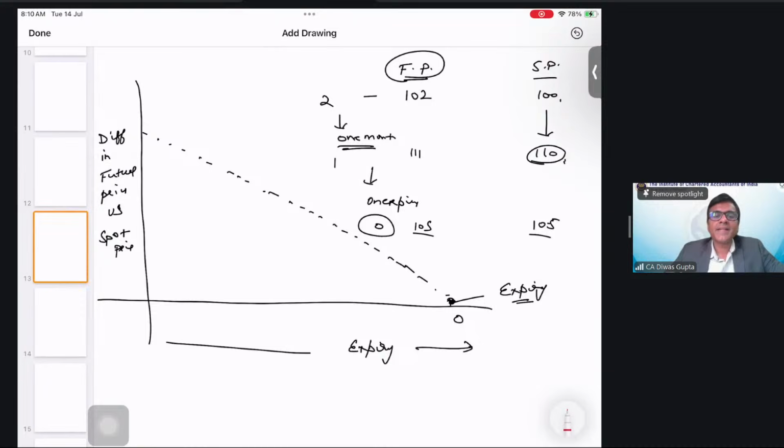The next piece is the difference in the future price versus the spot price. This is called the basis, right? So towards the expiry, it almost becomes negligible. It becomes zero, right? Because the time value of money gap becomes smaller once the time period expires. So the future price will also go in tandem with the spot price on expiry.